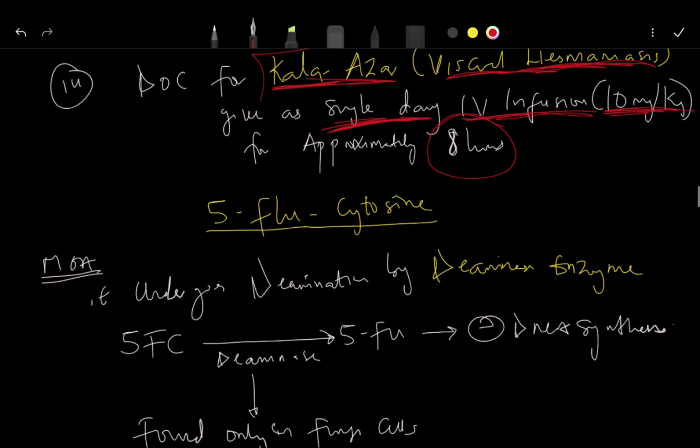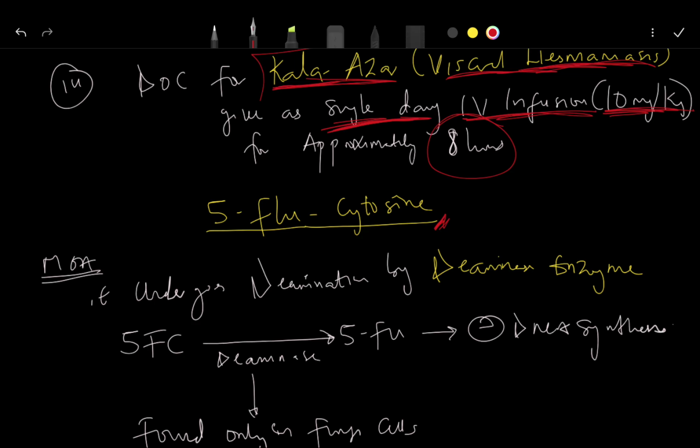Now let's come to 5-flucytosine. This drug, like I said, works in the DNA. It's one of the drugs that work in the DNA. Amphotericin B works in the membrane. It binds to ergosterol and causes pores. But this one we are discussing now works in the DNA.